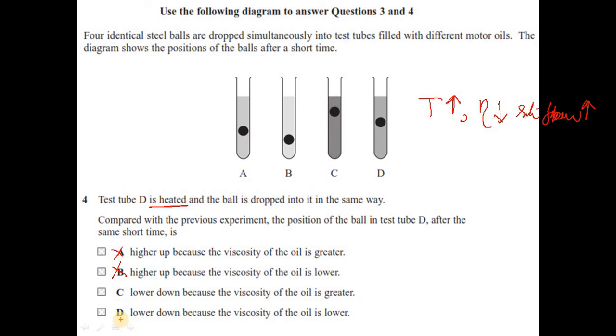And in options C and D, both options have a lower position, but in C they are saying lower down because the viscosity is greater. No, it cannot be the option because when temperature increases, viscosity decreases. So this oil's viscosity is not greater, viscosity is lower. So the position of the ball in D would be lower down because of the lower viscosity. So option is D.